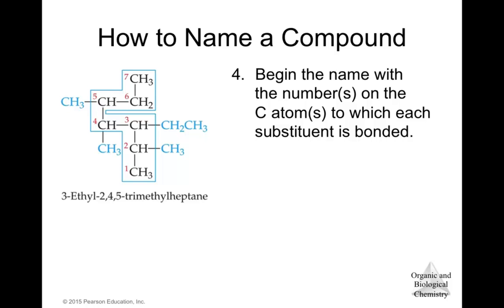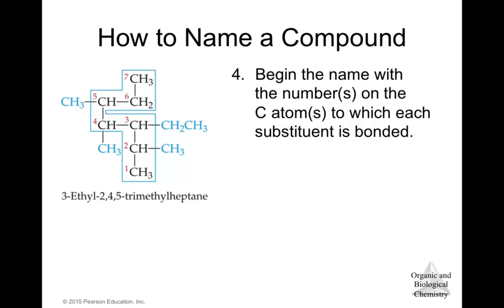Now, we can also have complicated structures like this one, but you need to follow the same rule. Look first for the longest chain. That's the first rule. So we have here 7. We can start 1, 2, 3, 4, 5, 6, 7 also here, but we need to look for the longest chain that has the higher number of substituents.